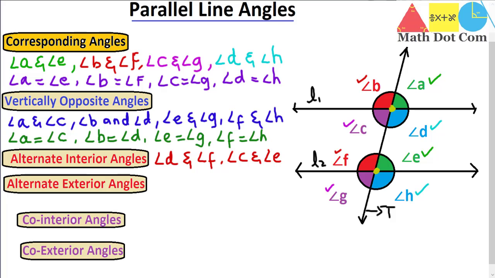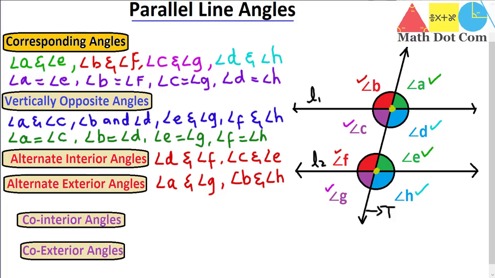Now alternate exterior angles, as their name indicates, they are similar to interior angles but their position is different. Now alternate exterior angles are the angles formed outside the two parallel lines, but they will occupy the alternate positions. So from the diagram we will have angle A and angle G. These will be alternate exterior angles, and angle B and angle H. These will be alternate exterior angles.